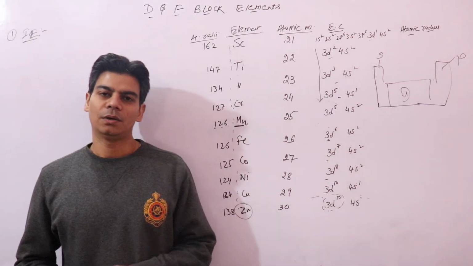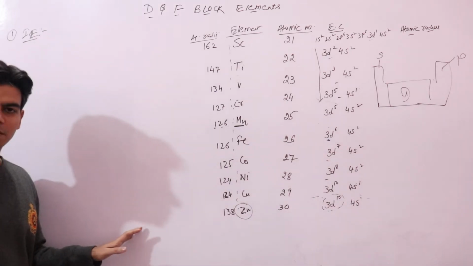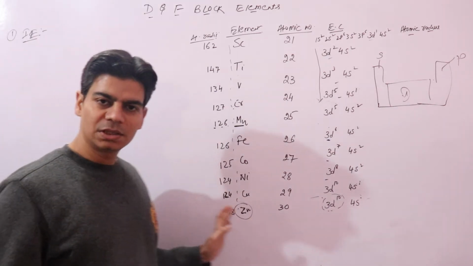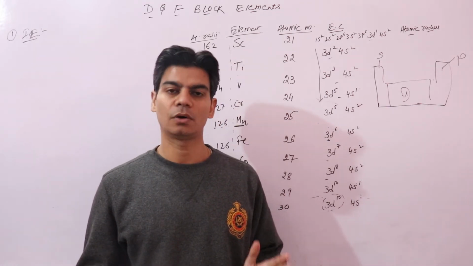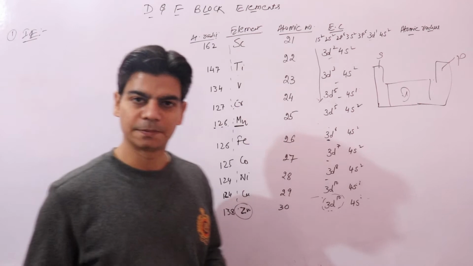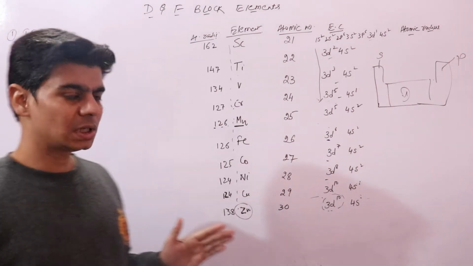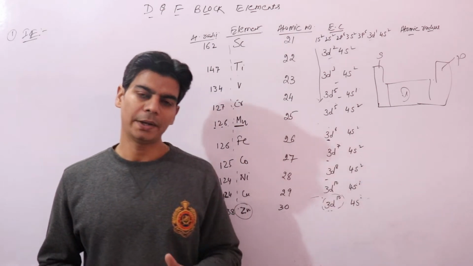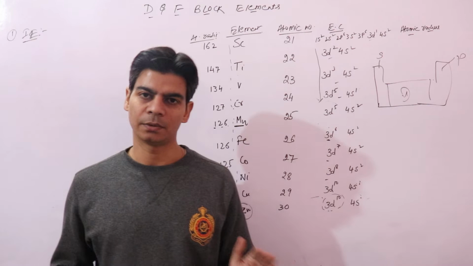Hi everyone. In today's video lecture we will look at how ionization energy, or ionization enthalpy, varies in a given transition series, or varies for transition elements. First of all, what is ionization energy? It is the amount of energy required to remove the outermost electron from the atom, right?